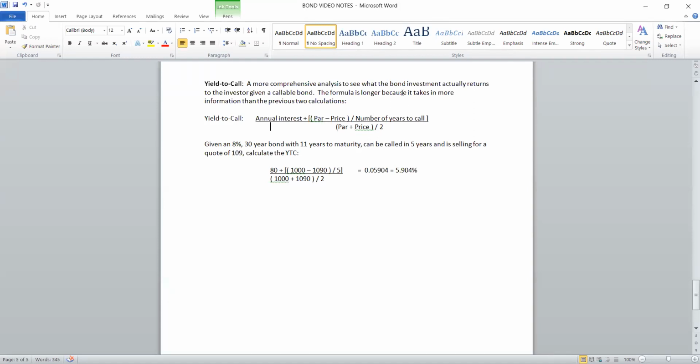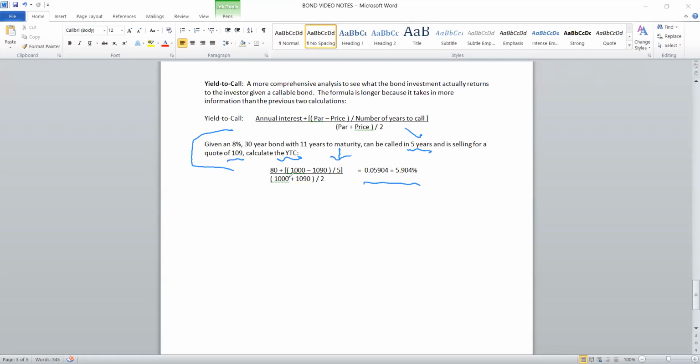All right, so let's look at this. Imagine that given an 8% 30-year bond with 11 years to maturity, and it can be called in 5 years. It's selling for a quote of 109. I kept everything the same from the previous calculation, and I'm saying calculate the yield to call. Well, here's the calculation, the same as before. I swapped out the 11 and I put in a 5 because that's what I'm told to do. Okay. And then I do the calculation.